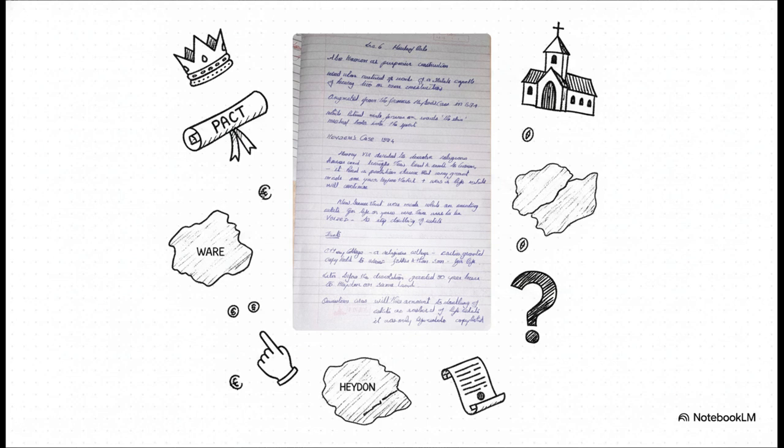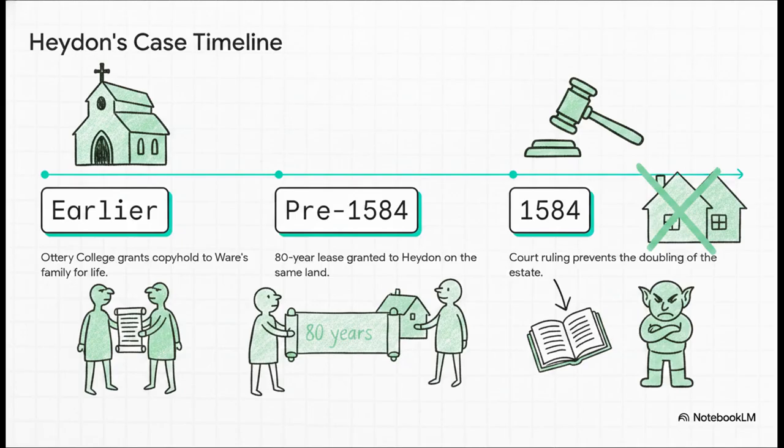This created a massive legal conflict on a very specific parcel of land between a copyhold granted to a man named Ware and an 80-year lease subsequently granted to a guy named Hayden. To break that down a bit, in the earlier years, Ottery College, which was a religious institution, granted a copyhold to Ware's father and son for life. Later on, right before the dissolution, they granted an 80-year lease to Hayden on that exact same land.